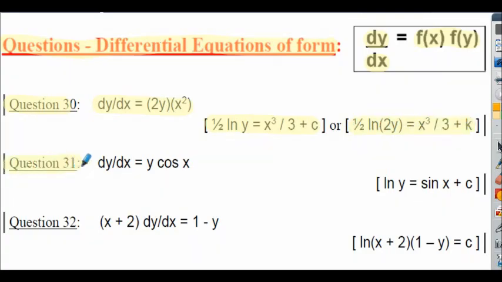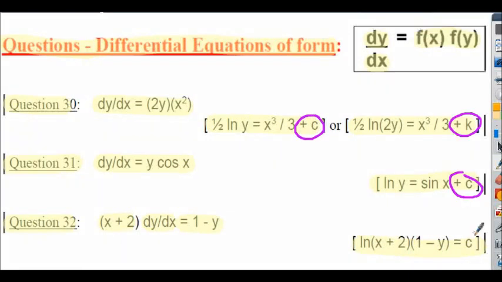Question 31, dy by dx is equal to y cos x, and question 32, x plus 2 in the bracket multiplied by dy by dx is equal to 1 minus y. Again, the answers are shown in the square brackets on the right hand side. Note solutions to these questions involve a constant of integration. In fact, question 32 is shown in terms of the constant of integration. So these are classified as general solutions.